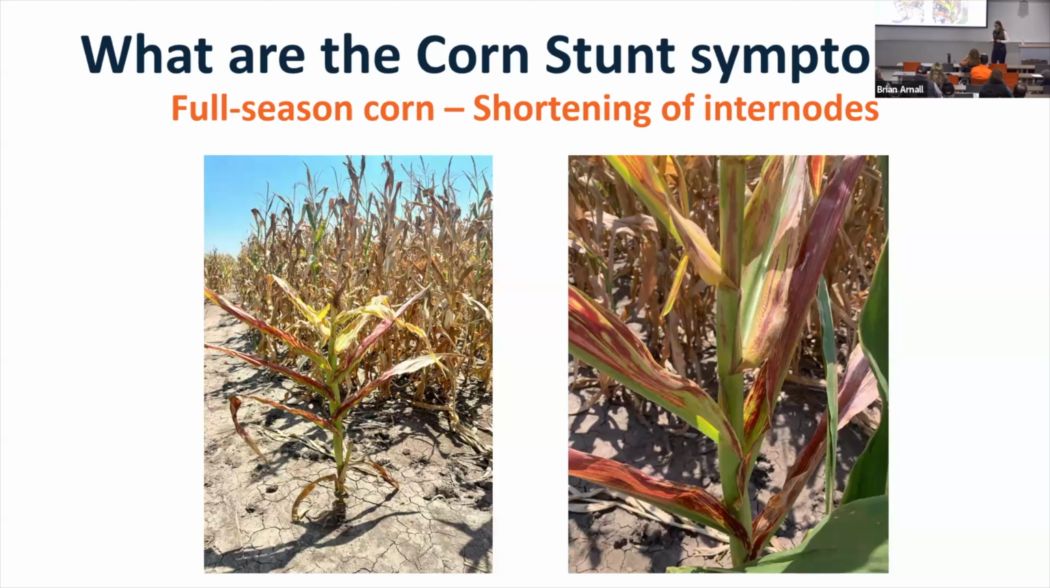Another very common symptom of corn stunt, when the plant is infected early in the growing season, is this shortening of the internodes, as you may see here. This is causing the stunt of the plant, right? The plant is getting stunted. And that's actually the reason this disease is called corn stunt: this particular symptom, the shortening of the internodes.